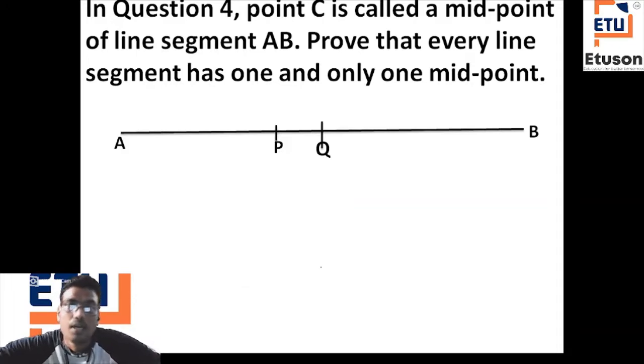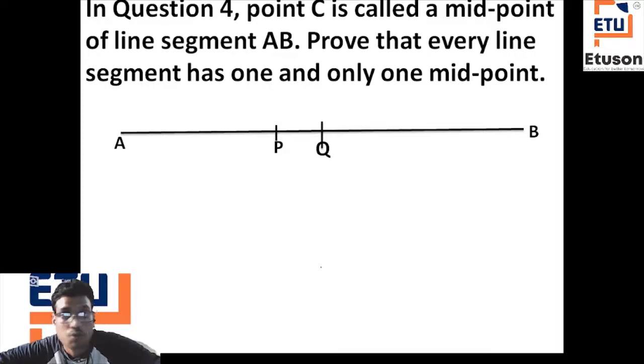We have to prove that every line segment has one and only one midpoint. How will we prove that? By the method of contradiction. You can recall that one from your algebra part, where you might have solved it.